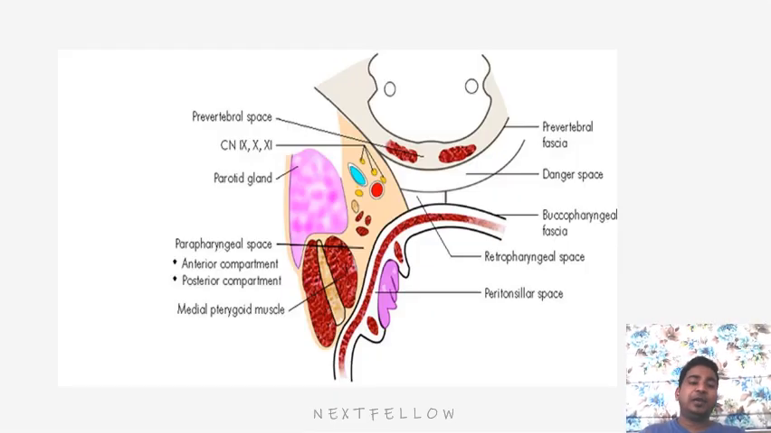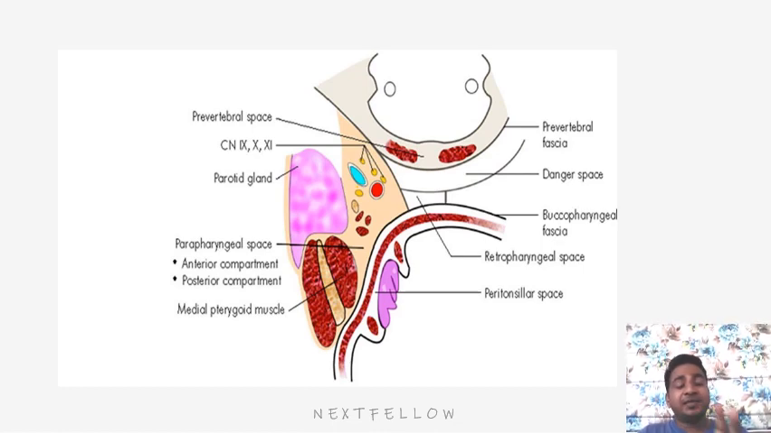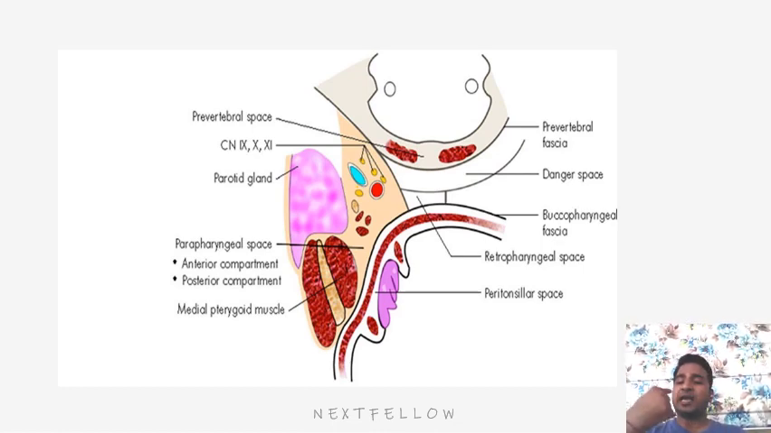Now let's discuss the prevertebral abscess or the retropharyngeal abscess. This is a diagram. First, try to understand what the diagram is. If I put my scope in while opening the oral cavity and look into the mouth, this diagram shows the posterior pharyngeal wall. These are the tonsils, and this is my posterior pharyngeal wall.